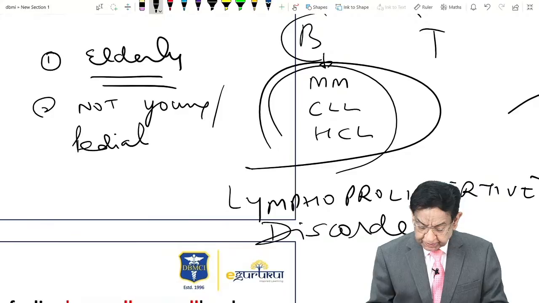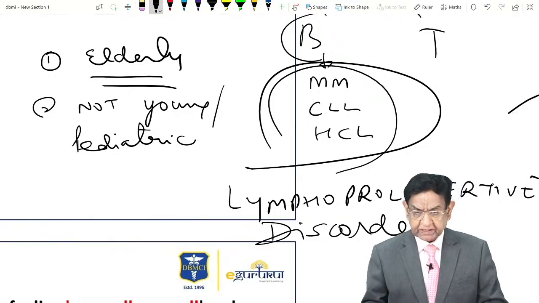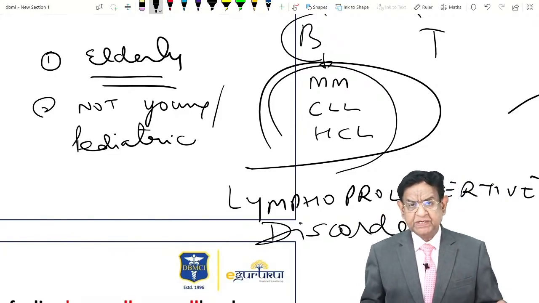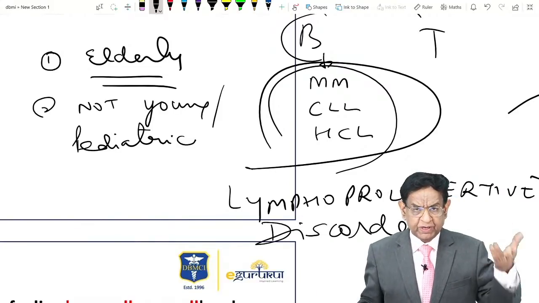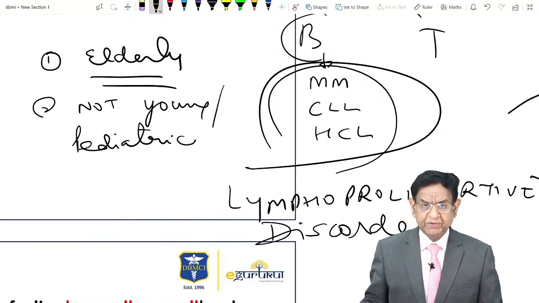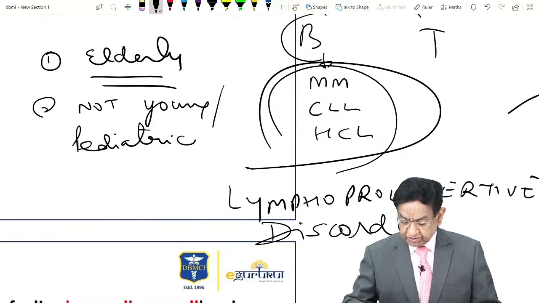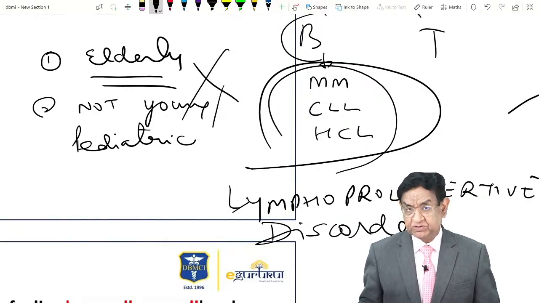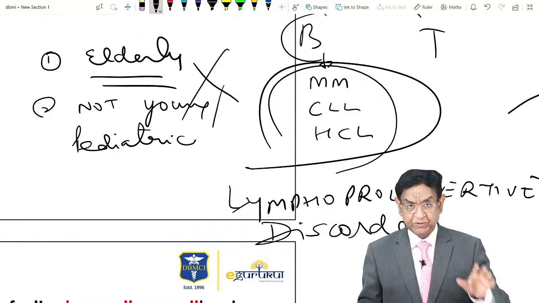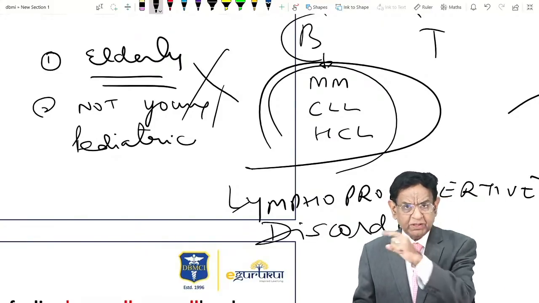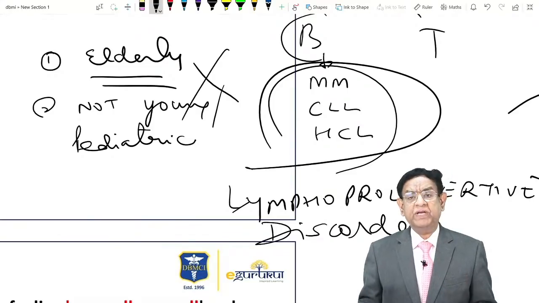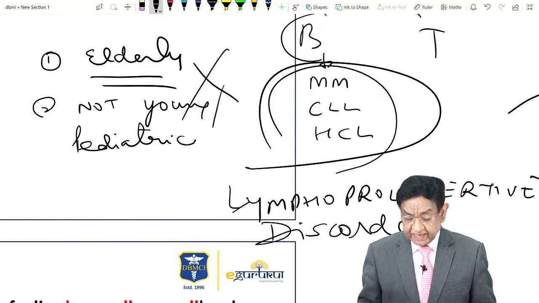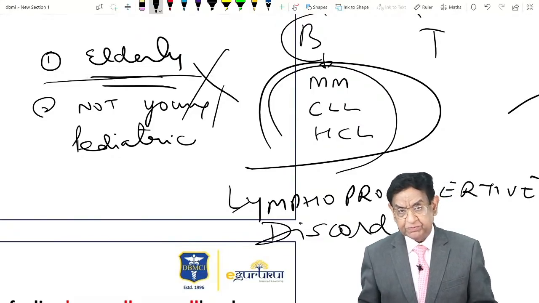That means the clinical applied point is, you get a question: a 10-year-old boy comes to you, a 20-year-old young man comes to you, and you are making a diagnosis of lymphoproliferative disorder. You are wrong. This cannot be. It's not a disease of young people or the pediatric age group. So in all the questions, the first thing we'll be looking for is the age of the patient. That has a lot of relevance, the point I told you.